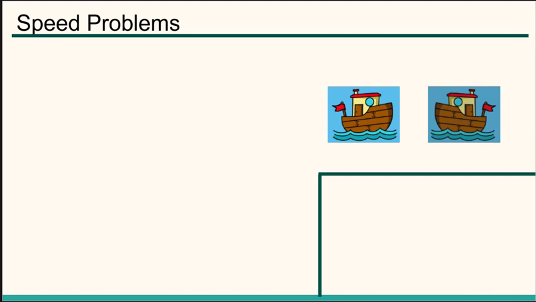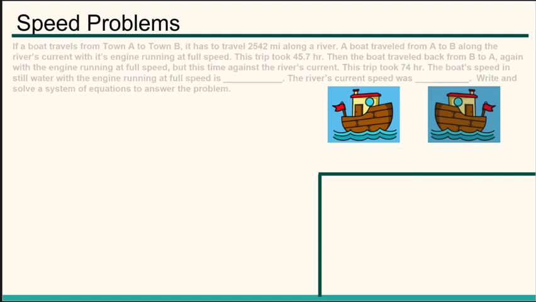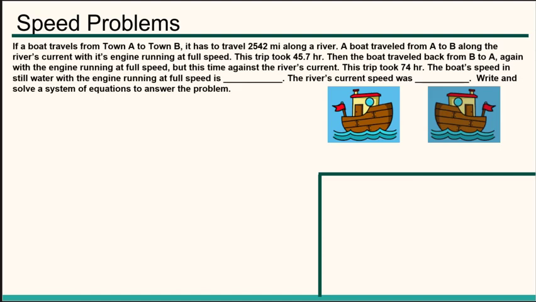All right, let's see what our problem is. Looks like we got a ship going on here. We have a boat traveling from town A to town B. He has to travel 2,542 miles along a river. The boat traveled from A to B along the river's current with its engine running at full speed. So he's going with the current there. This trip took 45.7 hours.